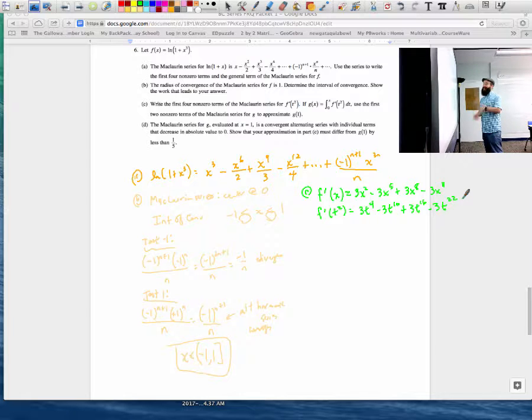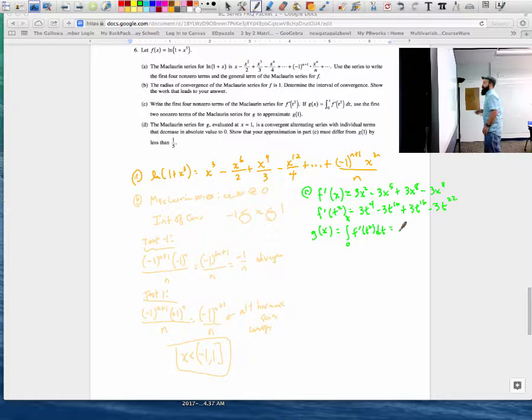Now, then it says if g of x is the integral from 0 to x of this thing with respect to t, write the first two non-zero terms of the Maclaurin series for g and use it to approximate g of 1. So now I've got this g of x, and it goes from 0 to x of this thing I just found.